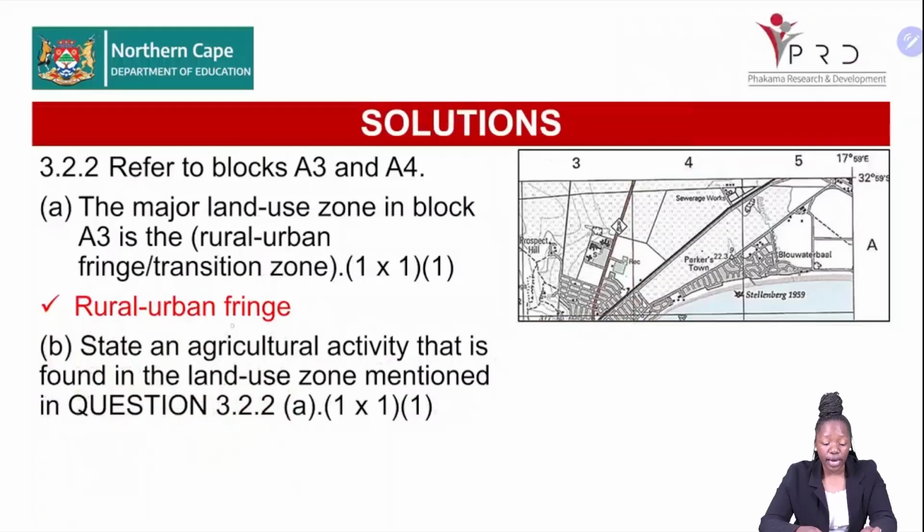Then at number B, you are supposed to state an agricultural activity that is found in the land use zone, which is the rural urban fringe. So we realize in that area there is a cultivated land. So therefore, it is crop farming, because we're already given that this is an agricultural activity. But now, what type of an agricultural activity guided by the cultivated land? We will be able to tell that this is crop farming.